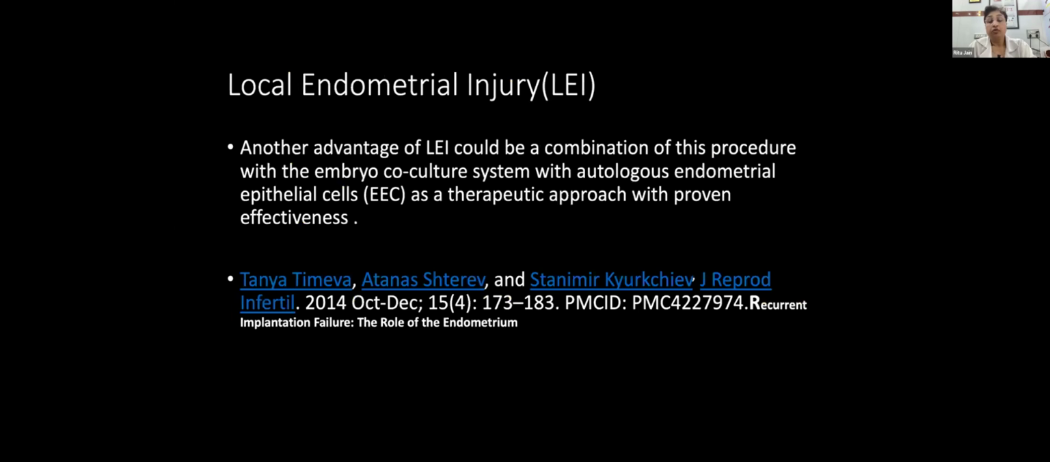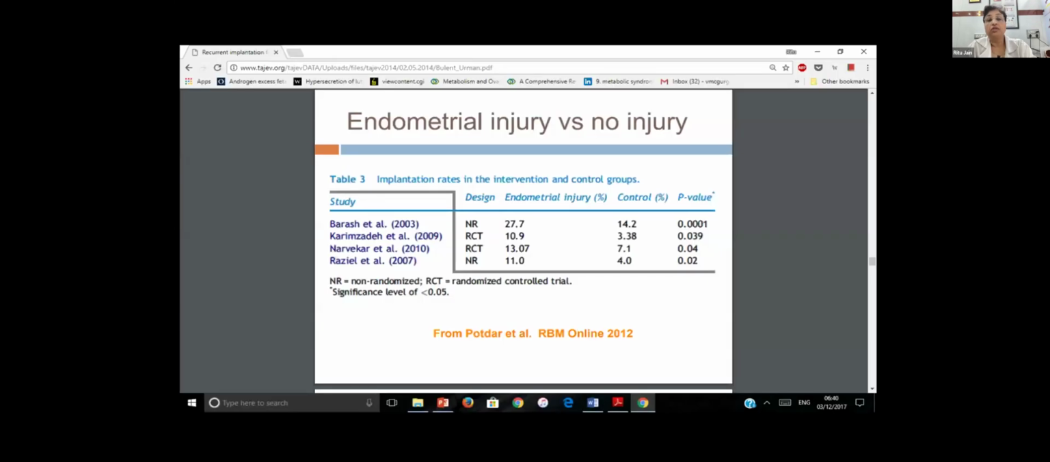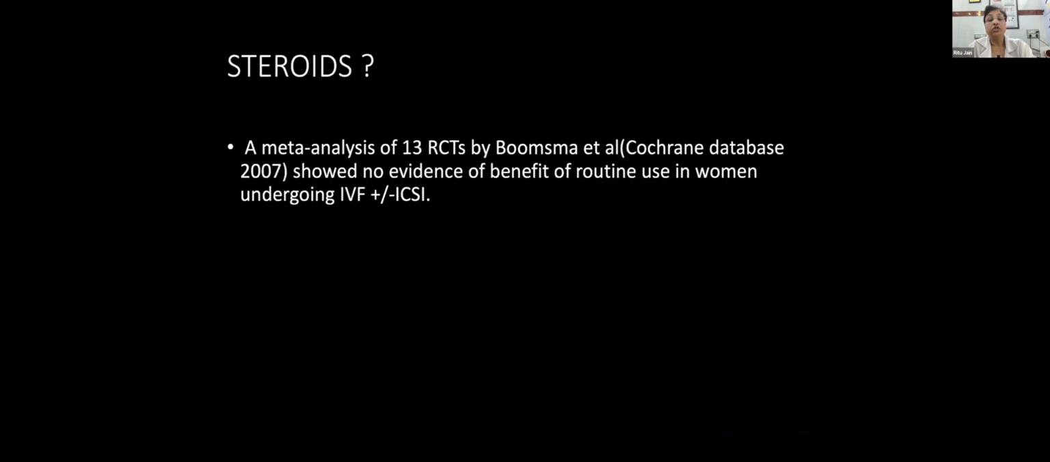Same way, local endometrial injury, that is endometrial scratch. According to some studies, it has a positive effect, increasing the pregnancy rate, almost doubling the pregnancy rate, as it increases osteopontin, alpha-v-beta-3 integrins, and biologically active factors which are involved between embryo and endometrium. This study also shows that there is a positive effect. Endometrial injury done by pipelle or by hysteroscopy has a positive effect in improving the implantation.